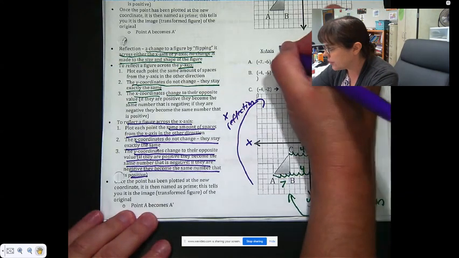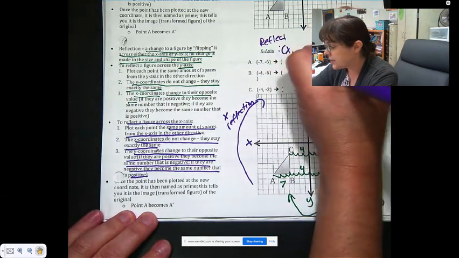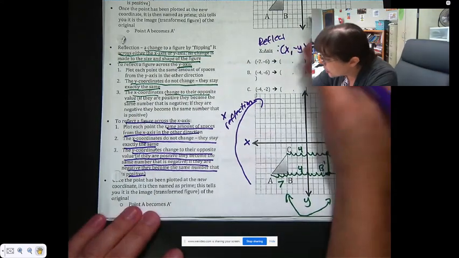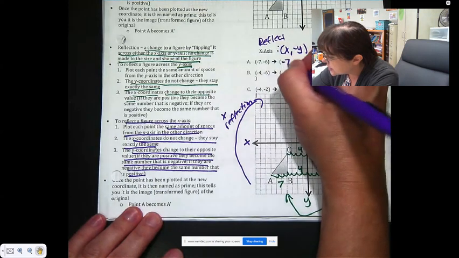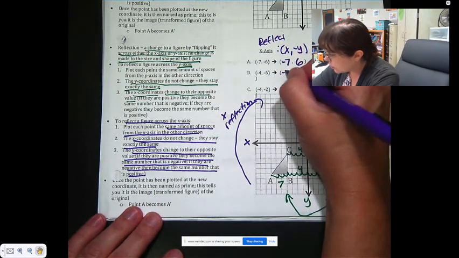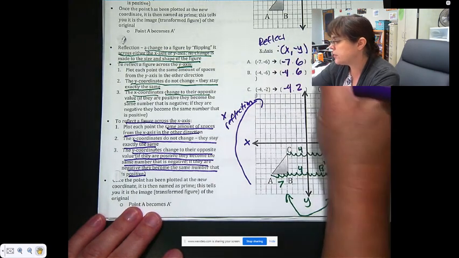So x reflection means x stays the same. The y value flips. Okay? So this goes from being negative 7, it stays that way, from negative 6 to positive 6. Negative 4 to positive 6. Negative 4 to positive 2.